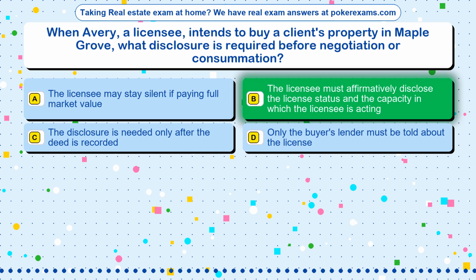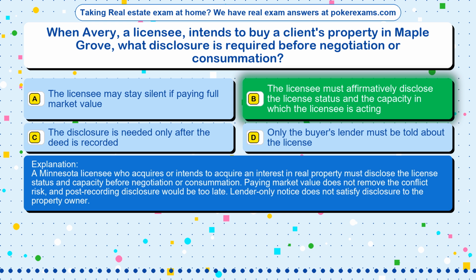The correct answer is option B. The licensee must affirmatively disclose the license status and the capacity in which the licensee is acting. A Minnesota licensee who acquires or intends to acquire an interest in real property must disclose the license status and capacity before negotiation or consummation. Paying market value does not remove the conflict risk, and post-recording disclosure would be too late. Lender-only notice does not satisfy disclosure to the property owner.